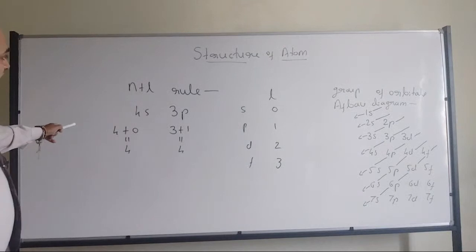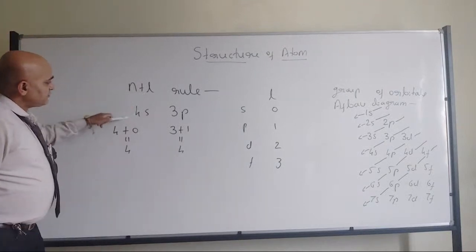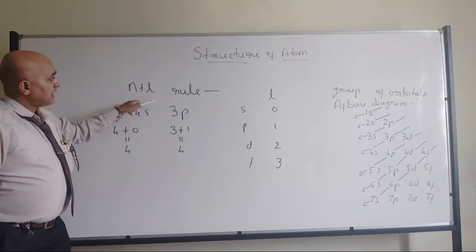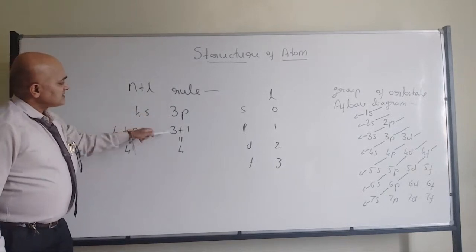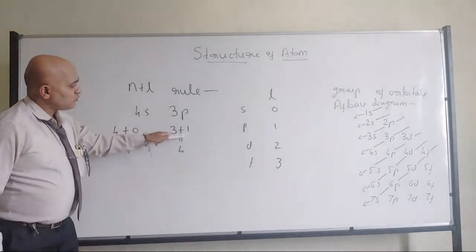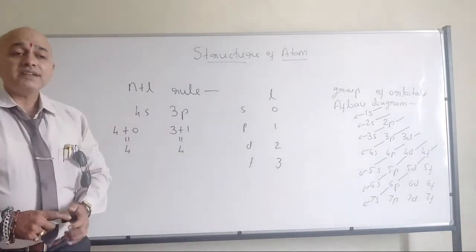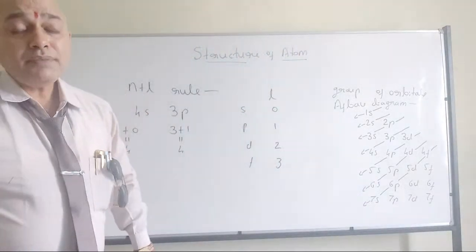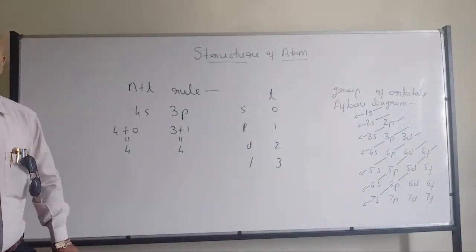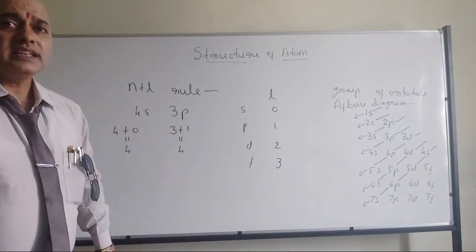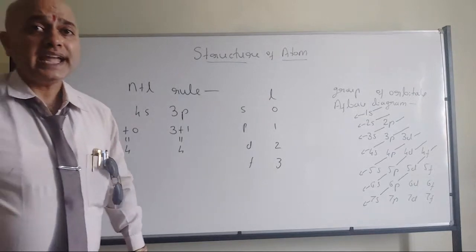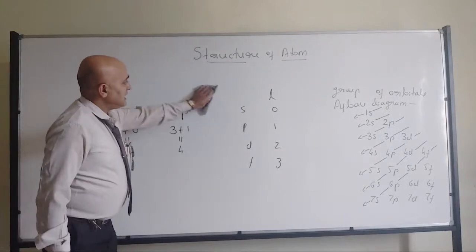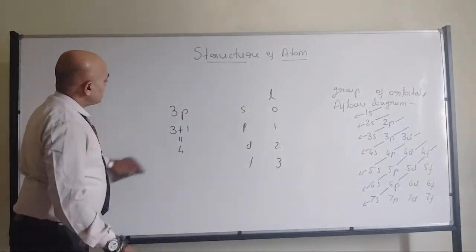So with respect to that, N plus L, where N is 4, L for S is 0, so it will be 4. For N plus L of 3P, N is 3, L for P is 1, that is 4. So they are having the same N plus L value, that is 4. Okay? Now remember this. Tomorrow I am going to explain further. It is 4 and 4. So remember this, and practice the Aufbau diagram.